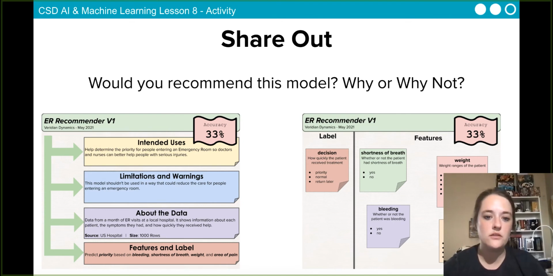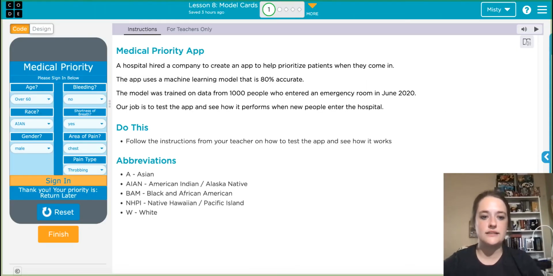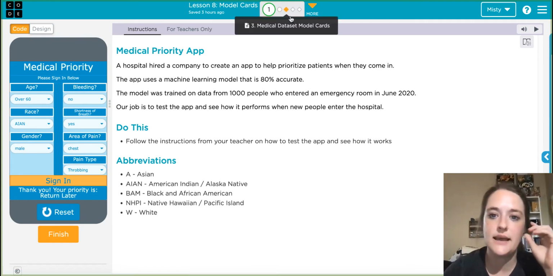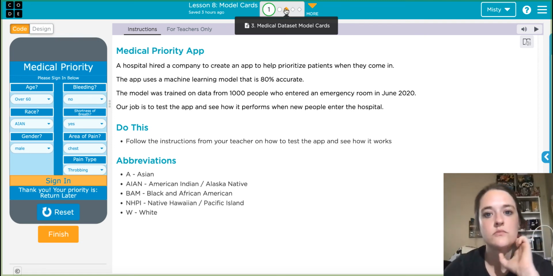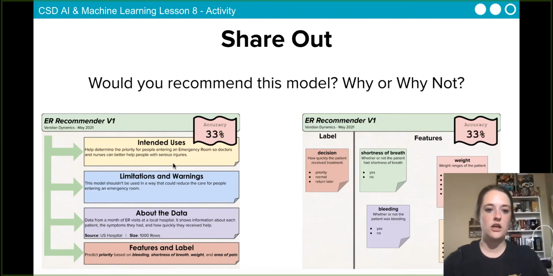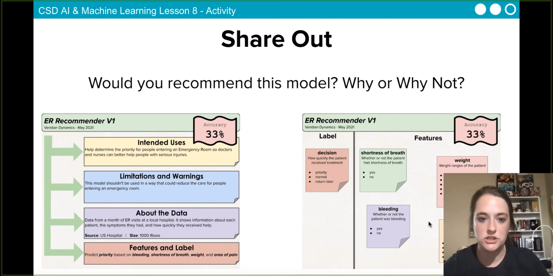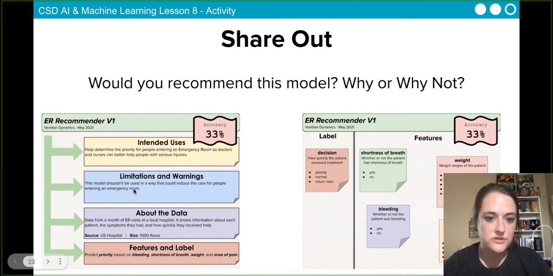Would you recommend the model? Why or why not? I do want us to look at these together because we're going to be seeing some more in the future. We're on medical dataset model cards. So we have our model card that looks like this. We have the label and then we have the features. This is the first model card, the V1. Intended uses, limitations. This model shouldn't be used in a way that could reduce the care for people entering an emergency room. 33% accuracy.